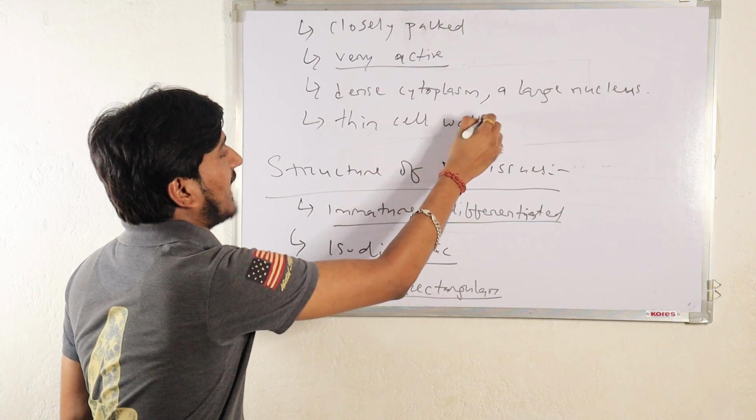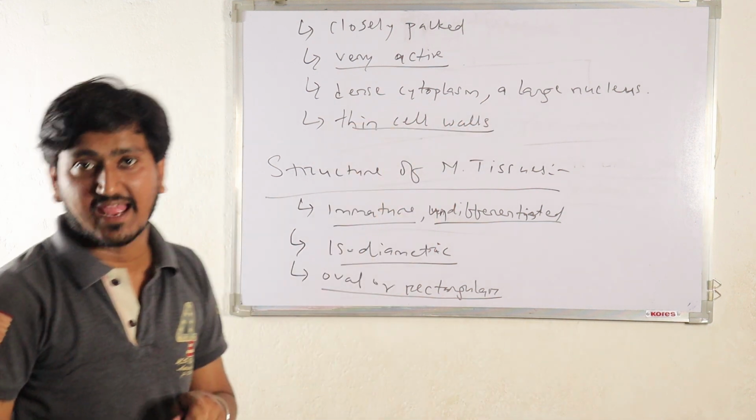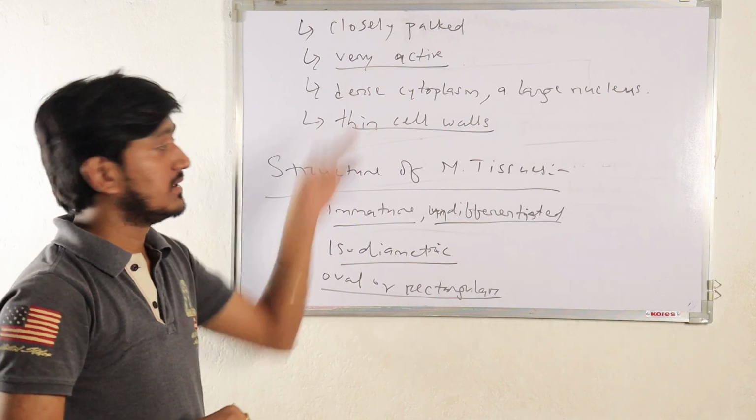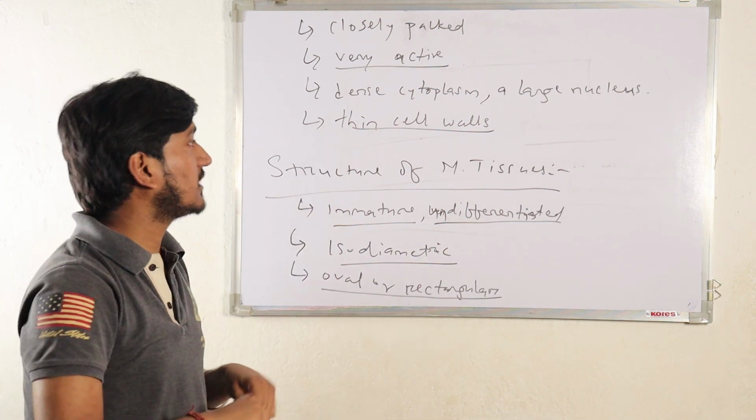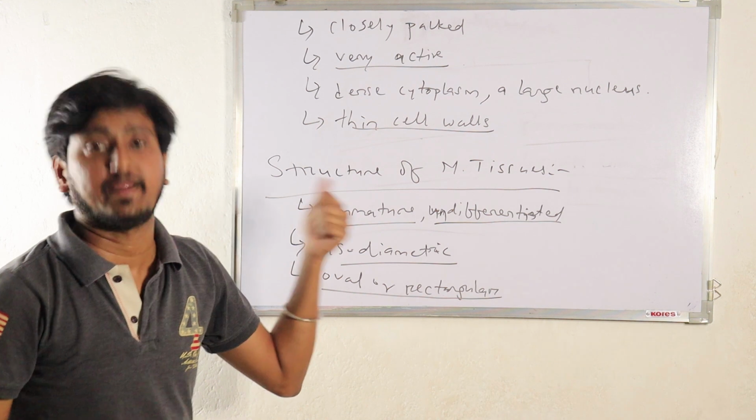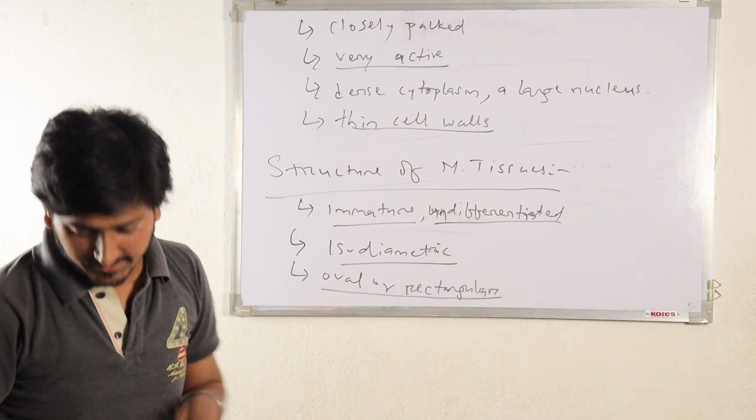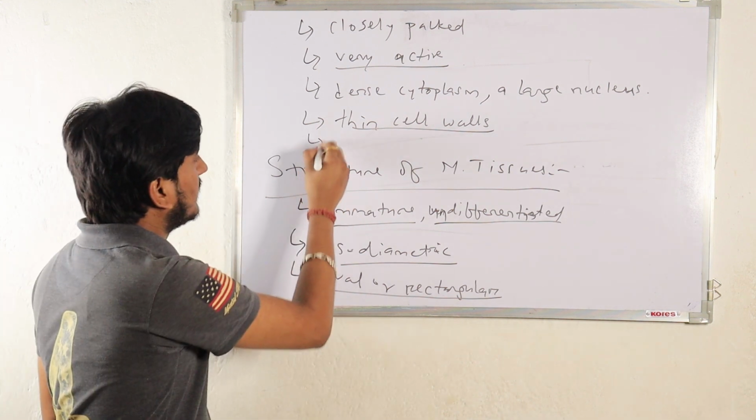Next, they have thin cell walls. We all know that plant cells have cell walls; the animal cells do not have cell walls. So in the tissues of the plant cells, there will be cell walls, and in these meristematic tissues, the cell wall is very, very thin. Okay, and there will be vacuoles.